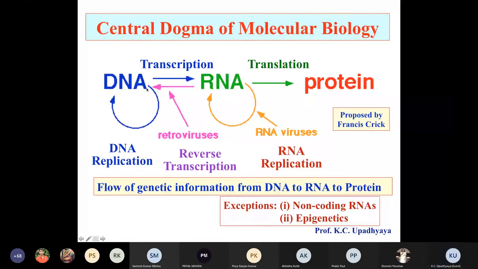Now, this flow of genetic information, or transfer of genetic information from DNA to protein, in a nutshell gives you the entire molecular biology. The DNA, which is the genetic material, replicates; we have DNA replication. There are certain viruses which are RNA viruses. The RNA is replicated, so we have RNA replication, and then, of course, we have the translation process.